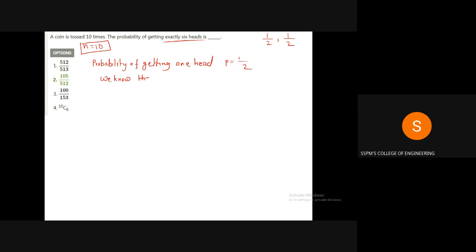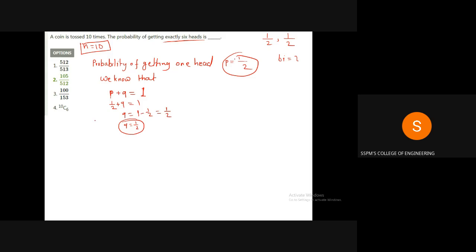Also we know something. We know that p plus q is equal to 1. In binomial, bi means 2. So in binomial distribution, p is one event, and q is exactly the opposite event. So p plus q is equal to 1. We will put the value of p here: half plus q is equal to 1. That is, q is equal to 1 minus half, which is half. So q is also half.